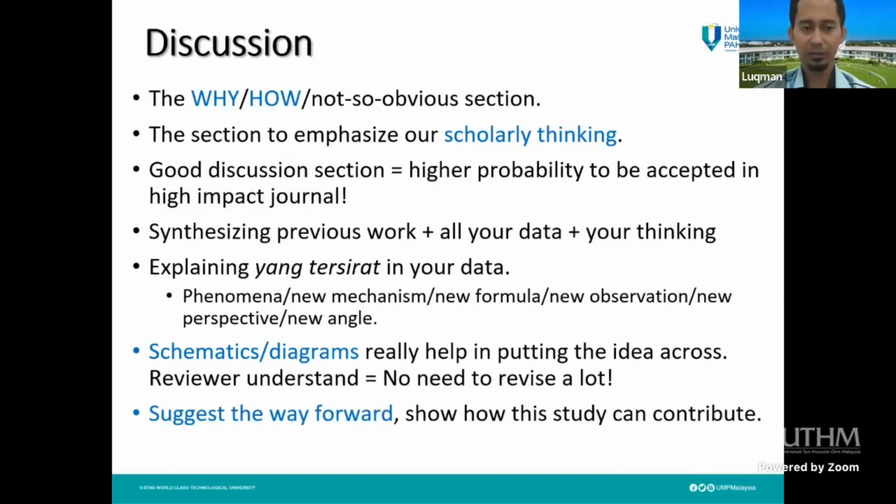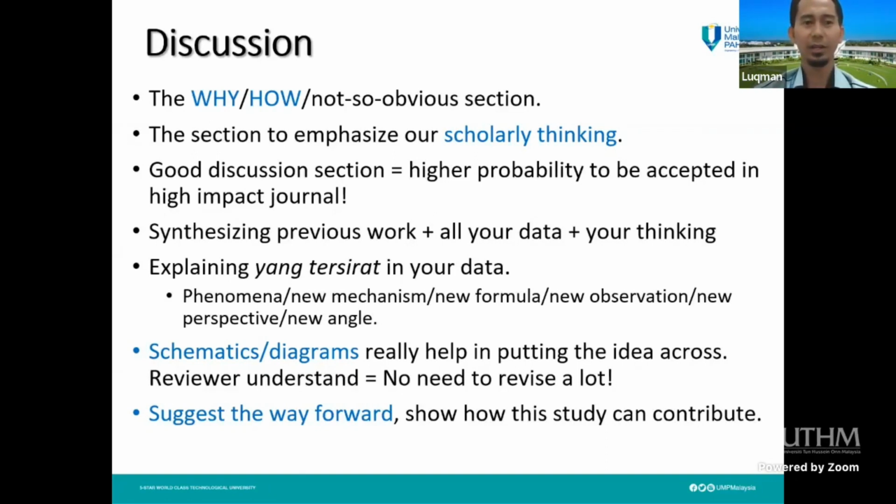In discussion, it is the why, how, or the not so obvious section. The data shows an increase in the graph. Why? And how is the data increasing? So you have to do some reading. Usually it's not as obvious. You have to look at the past literature and say this is a common trend, same as before, or it is contradicting the trend. Why is it contradicting? This is where you need to answer these kinds of things.